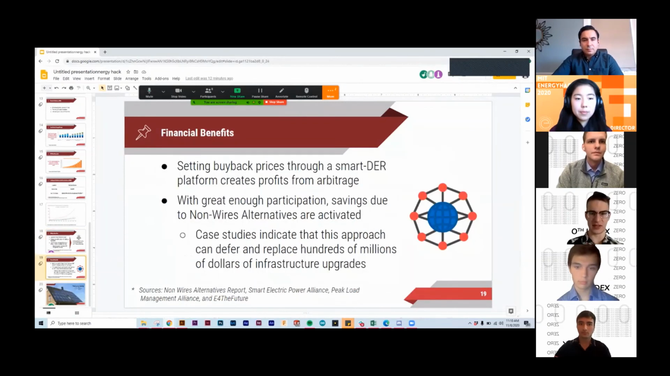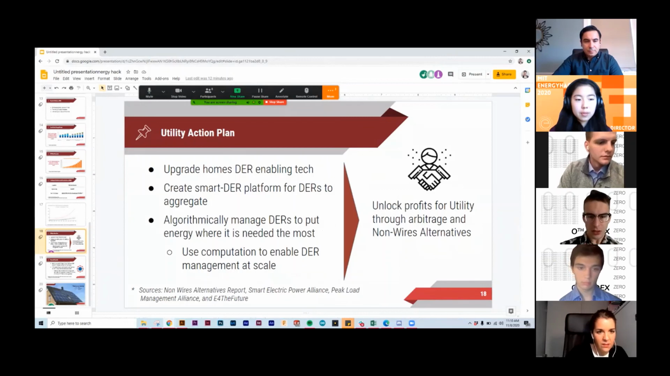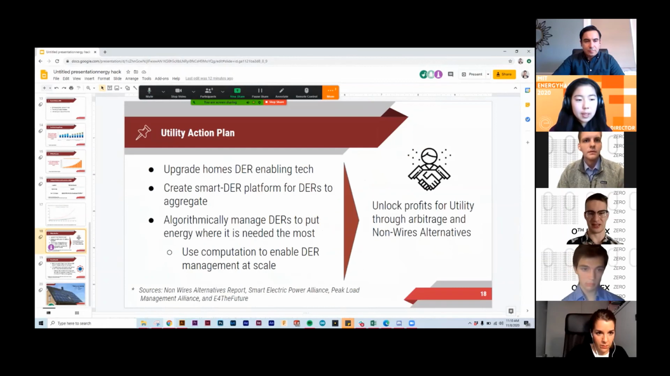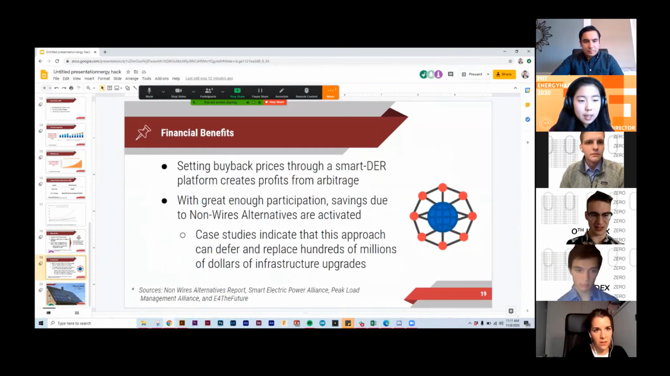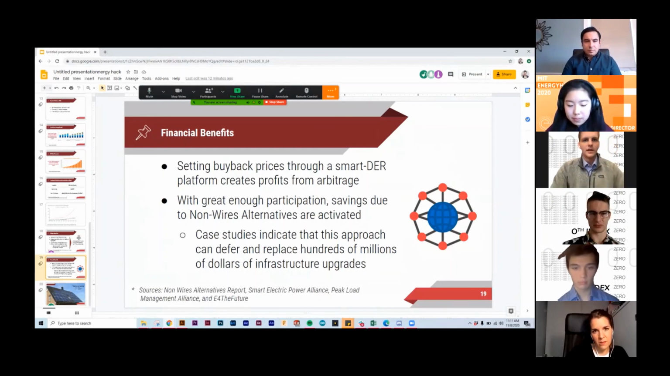Which slide was it? Cases indicate that this approach. No. At the 19. The previous. There. That is there. Okay, slide 19. You want to explain one of the cases, maybe? Case studies. Yeah. So it was actually one of the cases that I discussed. It was in our source, the non-wires alternatives report, and I can pull it up here. If you can do it shortly, no problem. If it is so complicated.